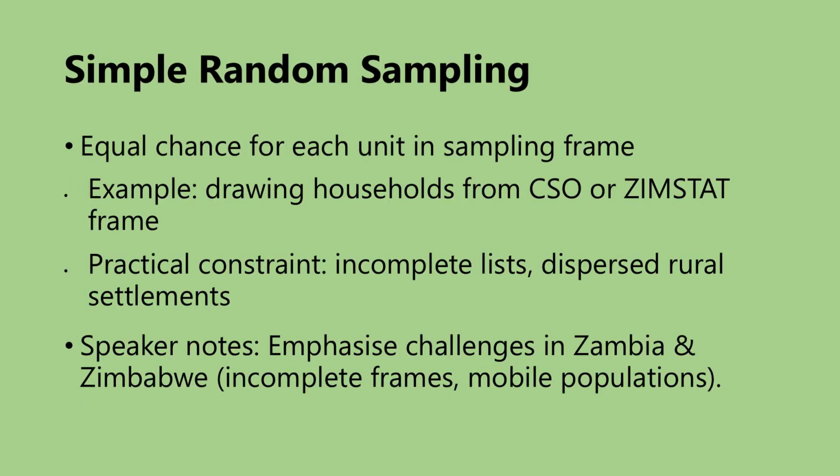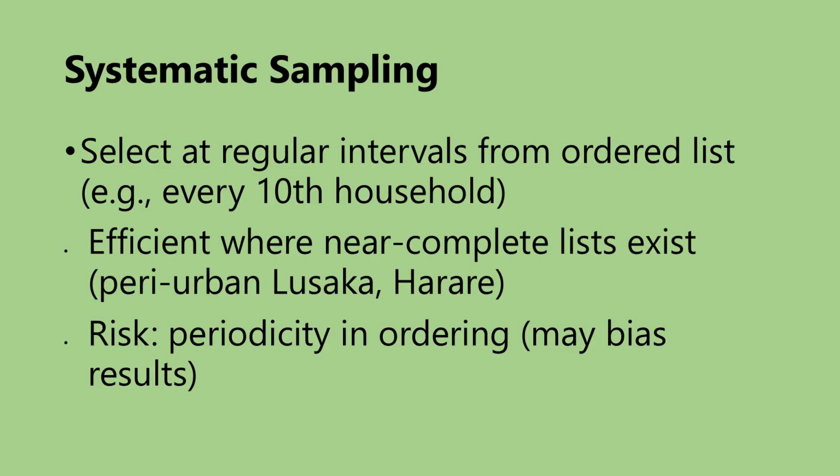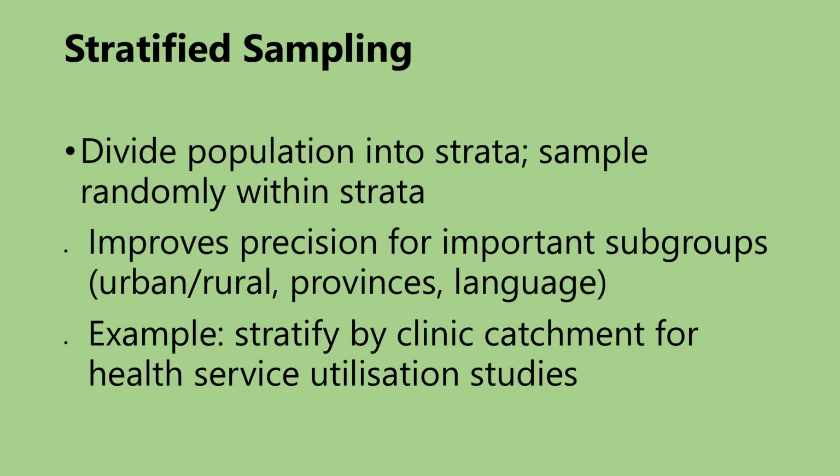Simple random sampling gives each unit an equal chance of selection, though practical constraints like incomplete lists can pose challenges. Systematic sampling involves selecting units at regular intervals, efficient for near-complete lists, but may introduce bias if periodicity exists. Stratified sampling divides the population into strata and samples within them, improving precision for important subgroups.